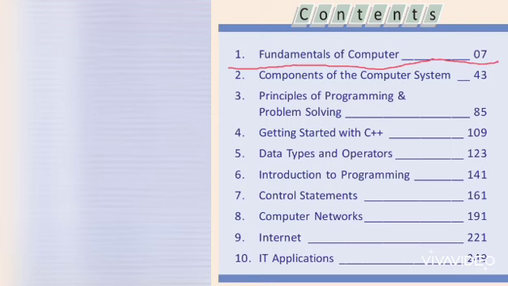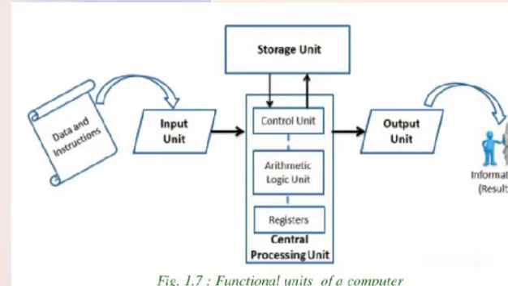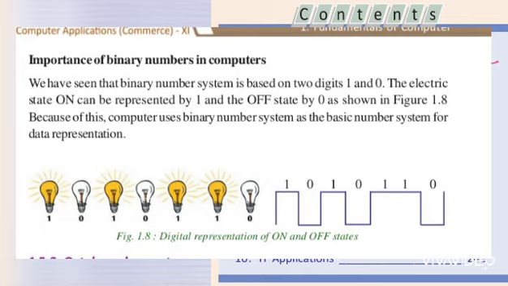You see, our first chapter is Fundamentals of Computers, and here we will discuss basic things such as data, information, data processing, basic units of computer, its characteristics, the language of computer. Computer is an electronic device and it uses machine language, which is also known as binary language.